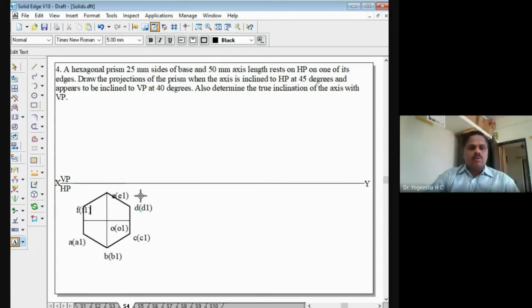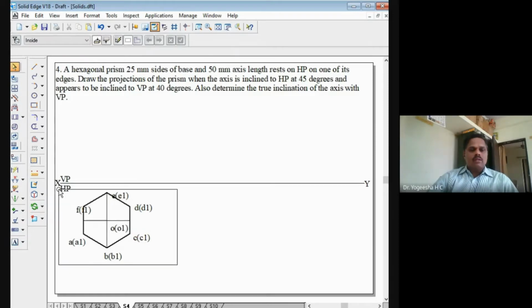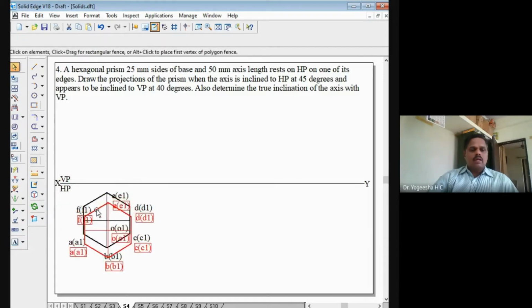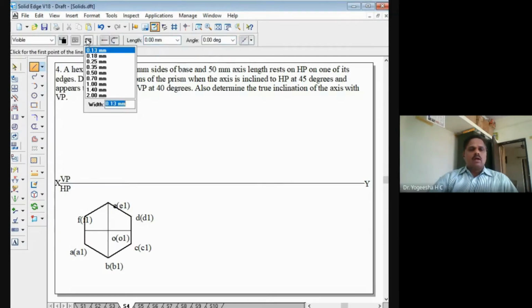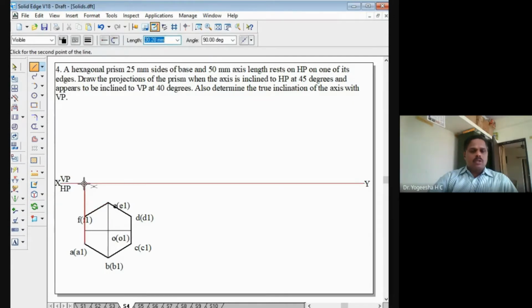I'll slightly move it downwards. I'll select the whole thing. I'm slightly moving it downwards. Yeah. Now I draw the projectors upwards. I'll take the line, thin line, and the continuous line. I'll draw the projectors upwards like this. All right. I have to draw the front view. For drawing the front view, I'll draw the projectors up to the XY line.